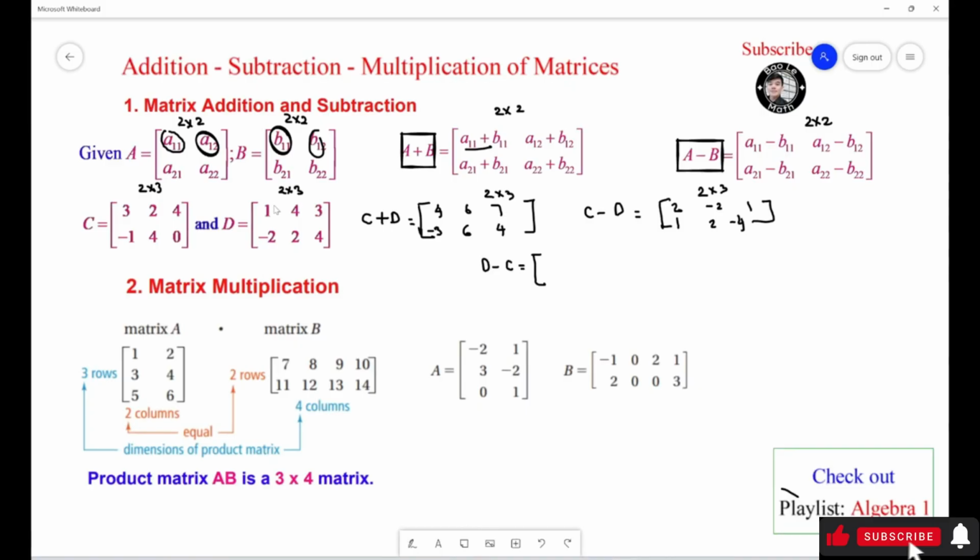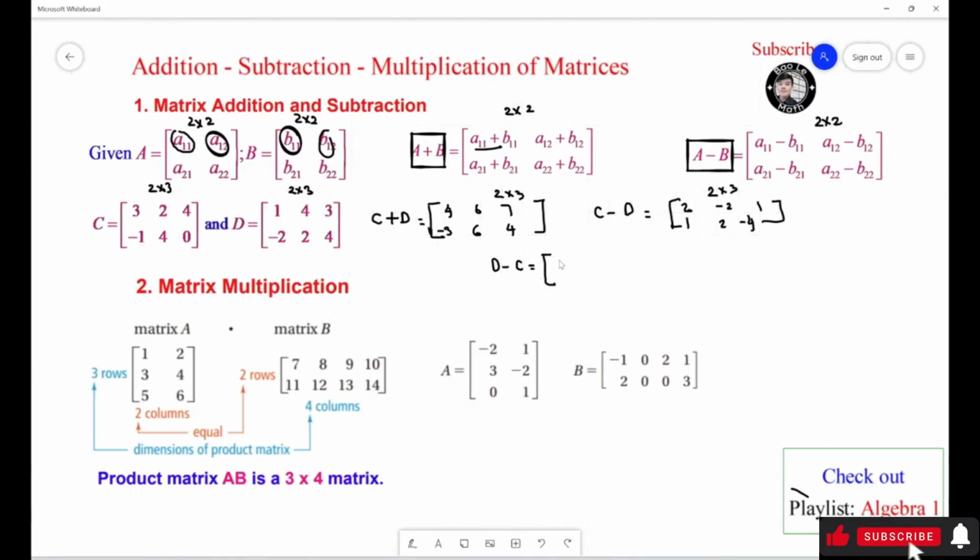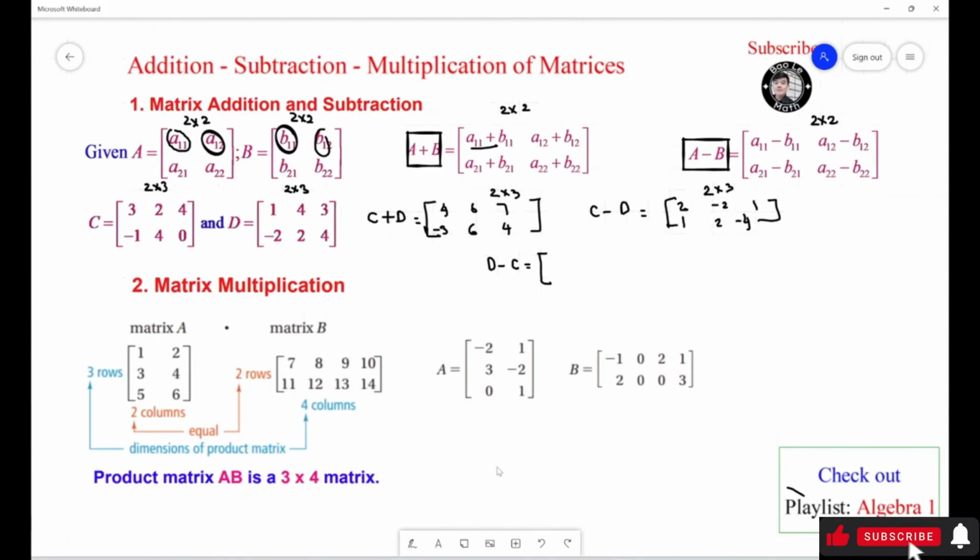Now D minus C. D right here, C right here. So 1 minus 3 should be negative 2. 4 minus 2 should be 2. 3 minus 4 should be negative 1. Negative 2 minus negative 1 should be negative 1. 2 minus 4 should be negative 2. 4 minus 0 should be 4.